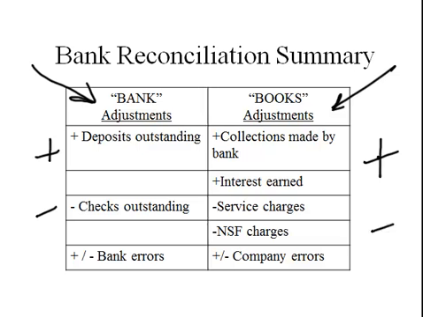Company errors or bank errors can require adjustments in either direction. There is not a rule of thumb. We have to think through the nature of the error to determine what adjustment has to be made.